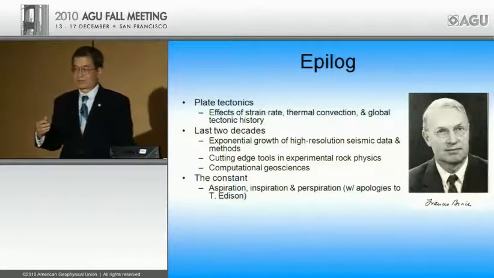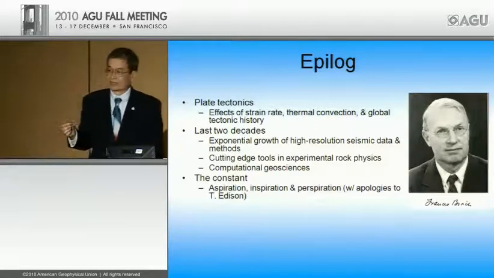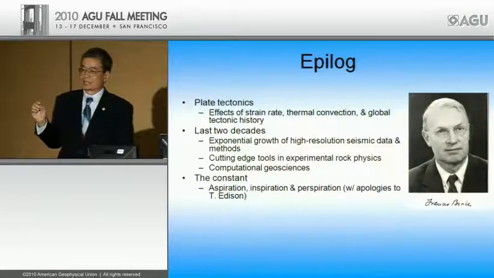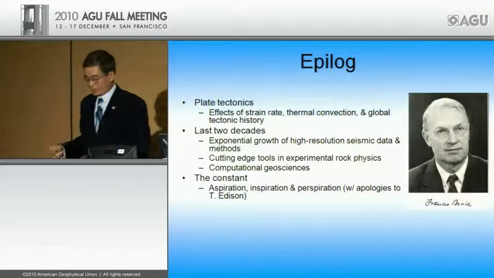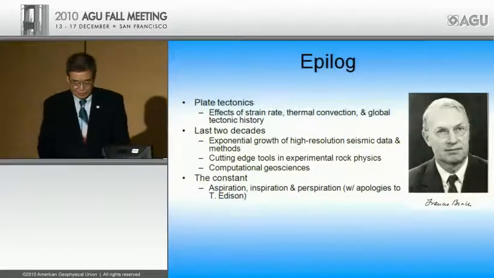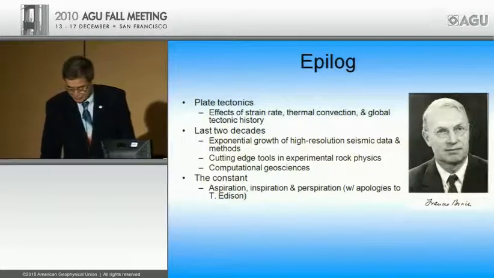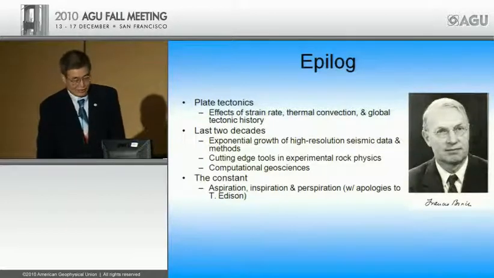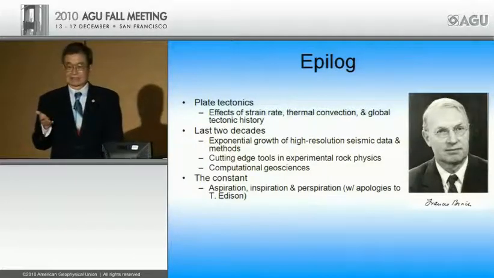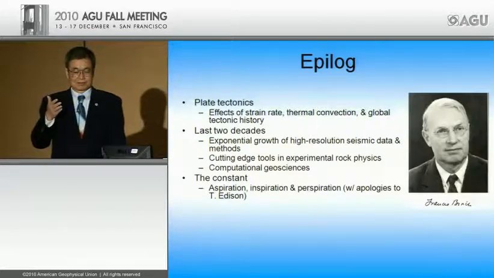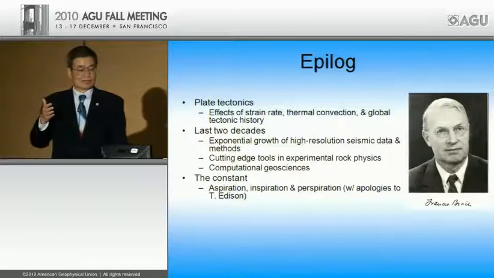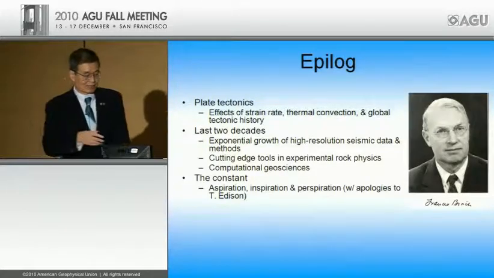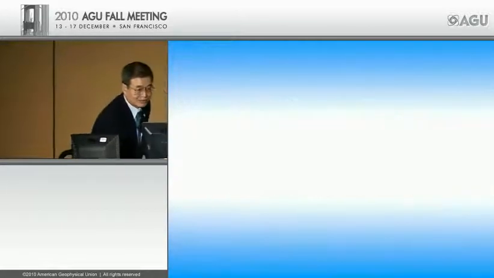Okay, I believe the question is whether the observed anisotropy is consistent with the expected orientation of the fabric. Is that correct? Okay. In the case of the Tonga-Fiji region, we did consider this issue, and it is consistent with what you expect if the paleofabric is inherited from mid-ocean ridge.